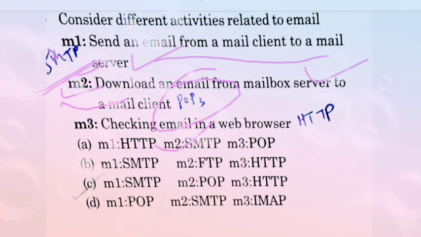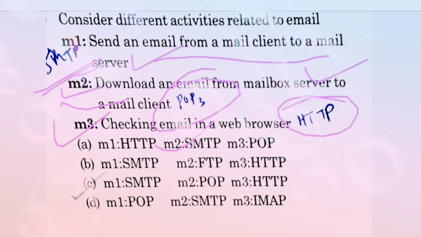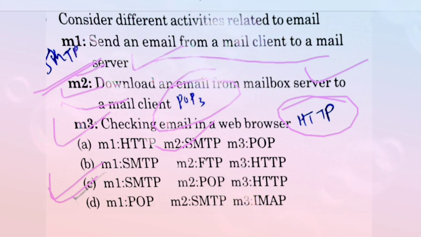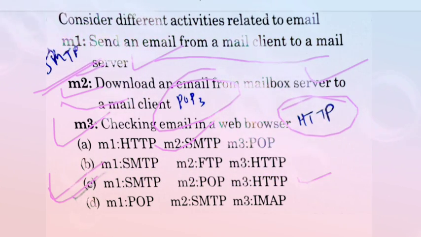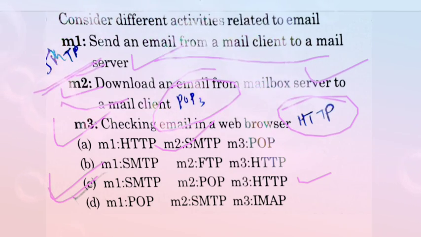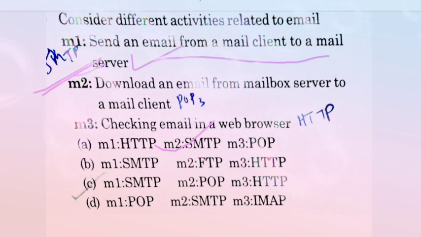And the next activity, M3, is checking the email in the web browser. So here we use HTTP. The correct option for this question is option C. Here M1 goes to SMTP, M2 goes to POP, and M3 goes to HTTP. So option C is the correct answer. Now come to the next question.